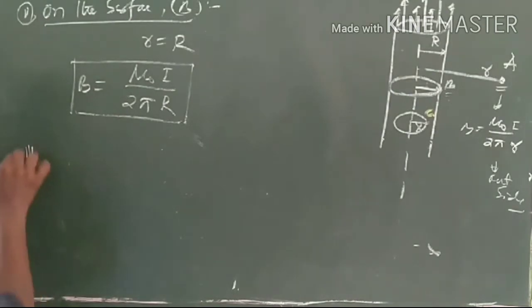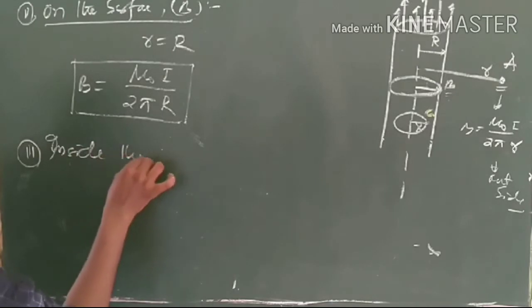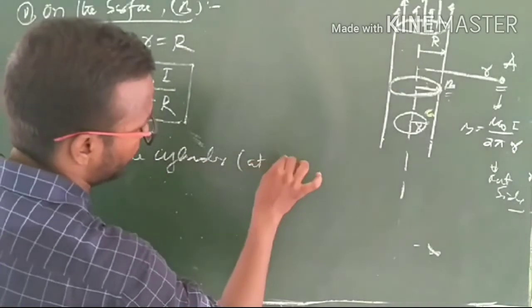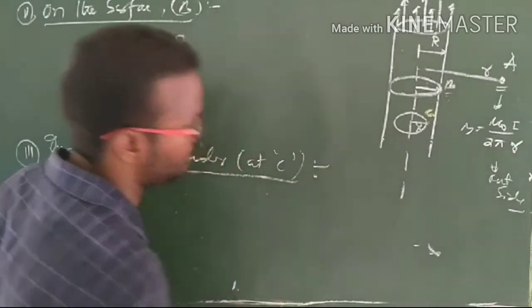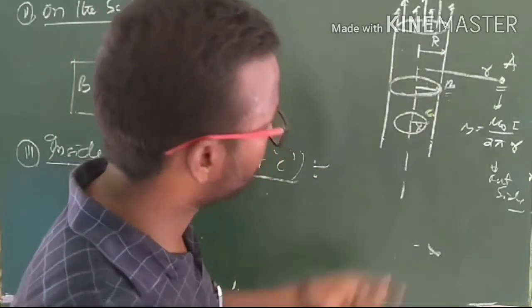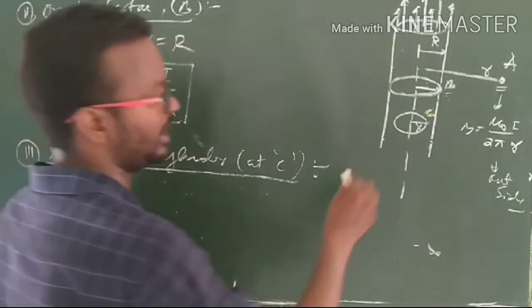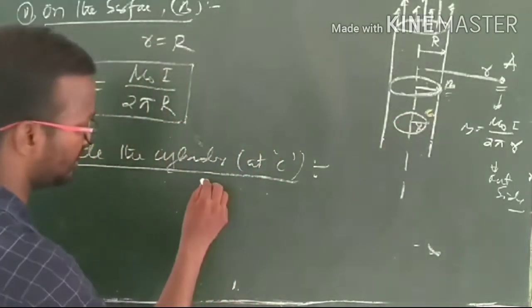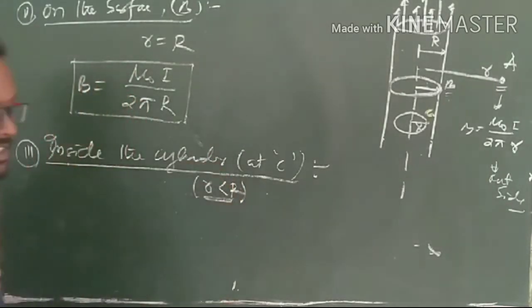First we have to draw an Amperian loop of radius r. The last point, or third point, is inside the cylinder, at point C. We have to find the magnetic field strength at point C by using Ampere's circuital law, and point C is within the surface, that means inside the cylindrical surface. Clear? First we have to draw an Amperian loop passing through point C with radius small r. That means here small r is less than capital R. Clear?